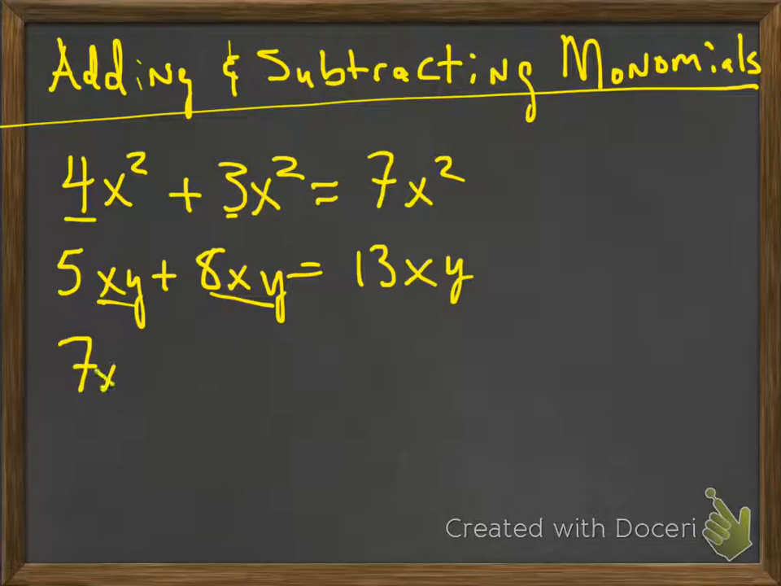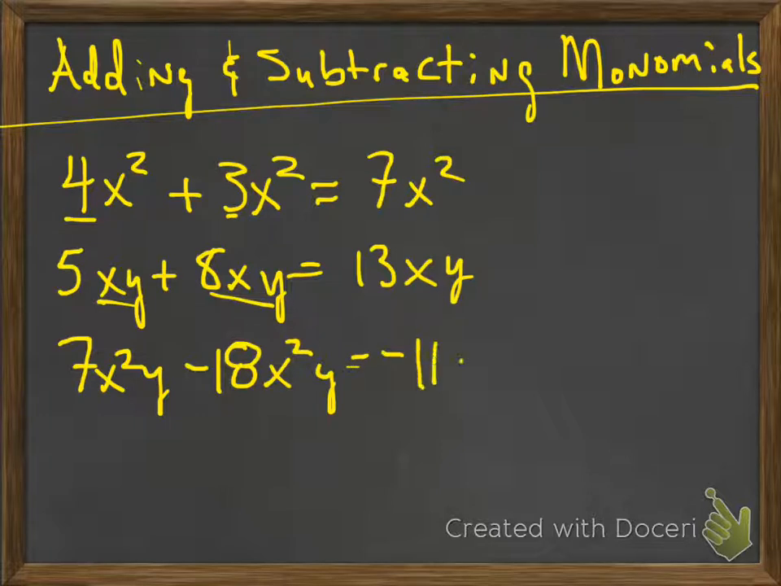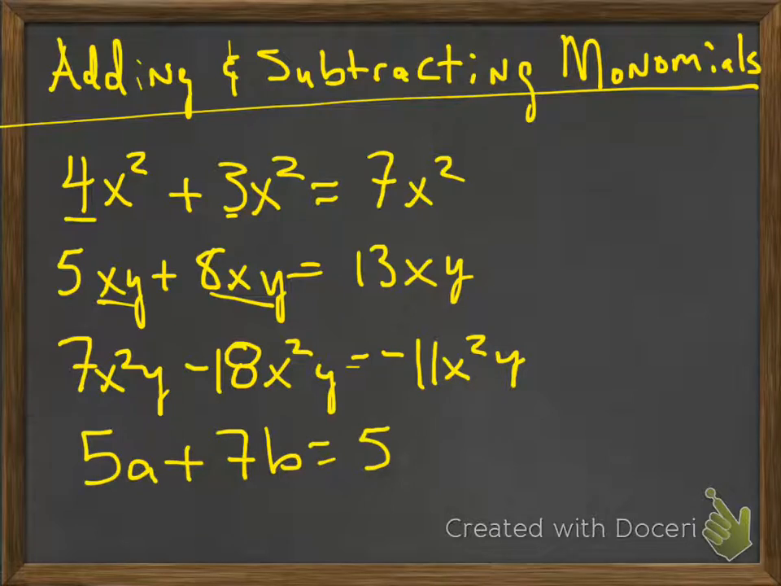And then what happens though if they are different? I think this one's different. I'm hoping this one's different. No, it's not different. Okay, so 7x squared y minus 18x squared y would be 7 minus 18, negative 11, x squared y. Maybe this one's one that's different. Oh, yep, it is.